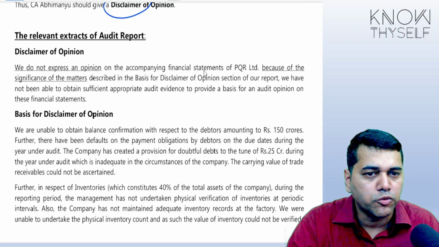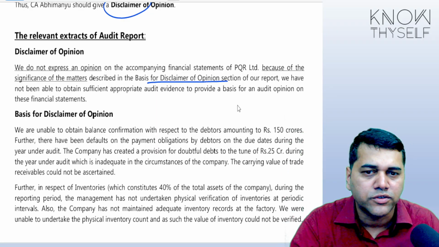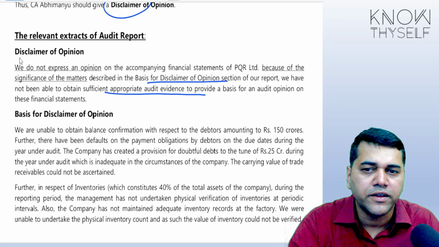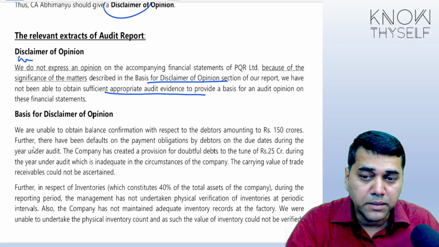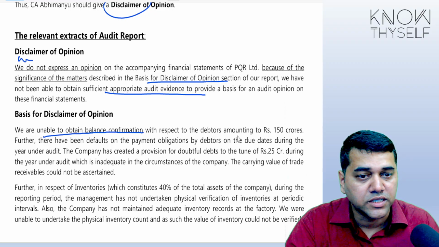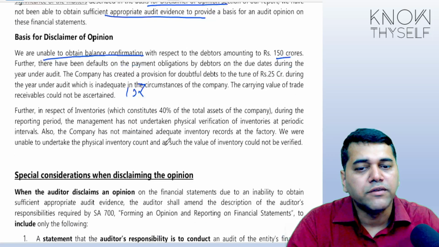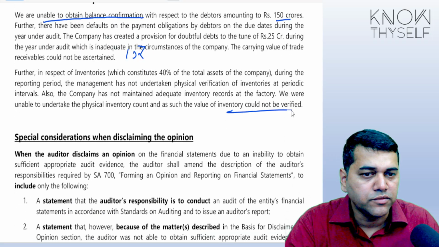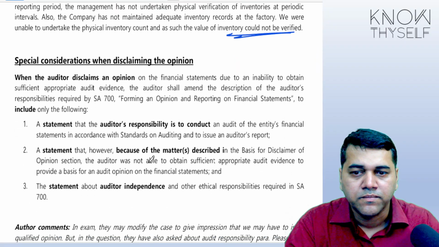We do not express any opinion because we have significance of the matter disclosed in the basis. If you want, you can write all those things. We did not get the sufficient appropriate evidence. We have been appointed to audit the financial statement of so and so. Now, in the basis, we are unable to obtain the balance confirmation letter of so and so, and it amounts to 15%. Inventory is amounting to 40%, which could not get. Okay. Now, what is the special consideration?